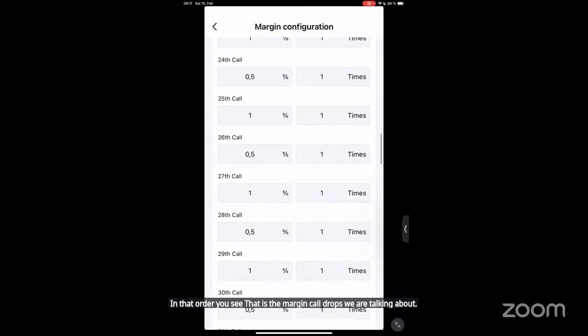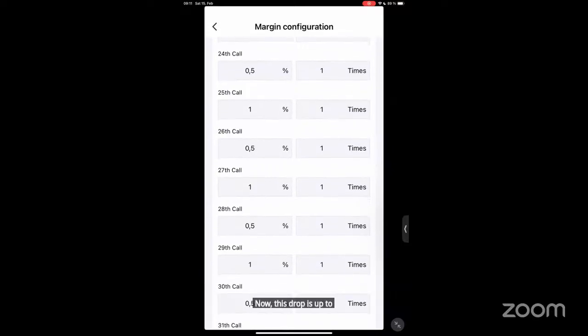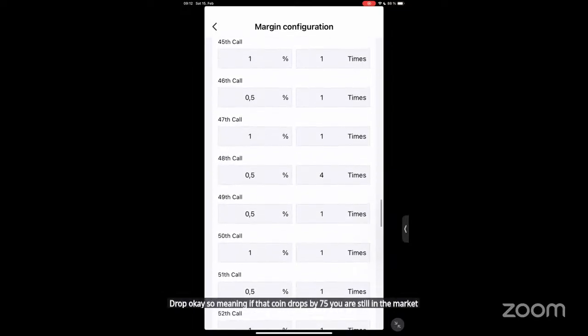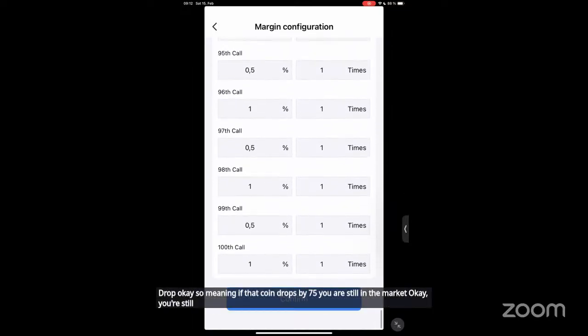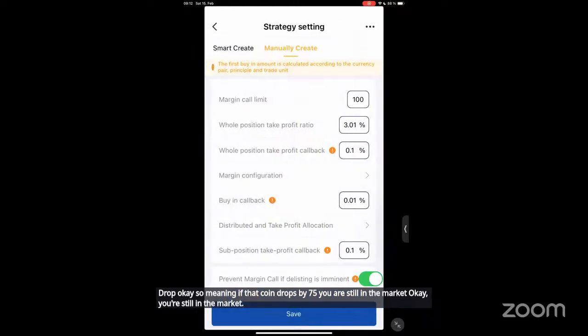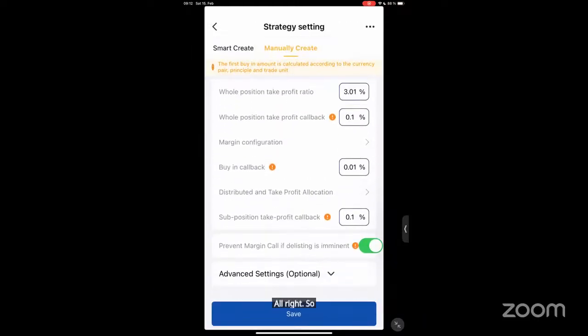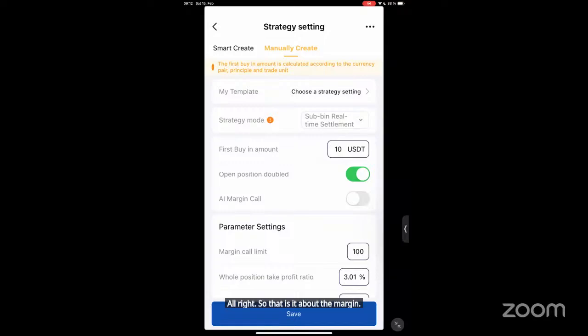Now, this drop is up to 100. If you calculate it, it's almost like a 75% drop. Okay, so meaning if that coin drops by 75, you are still in the market. Okay, you are still in the market. All right, so that is it about the margin configuration.